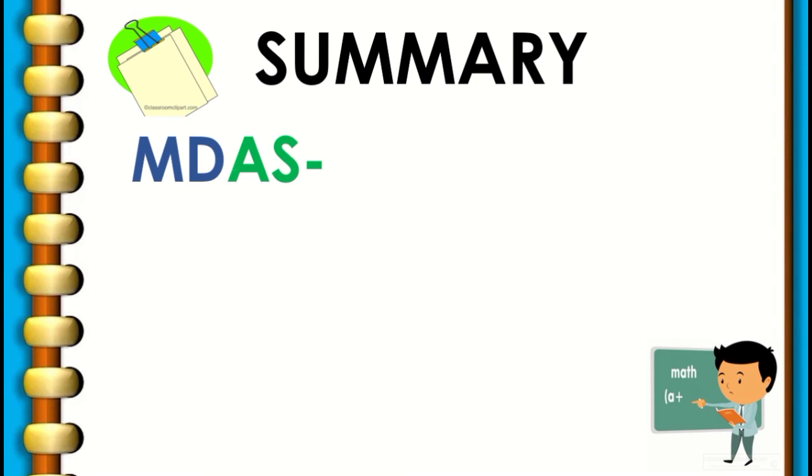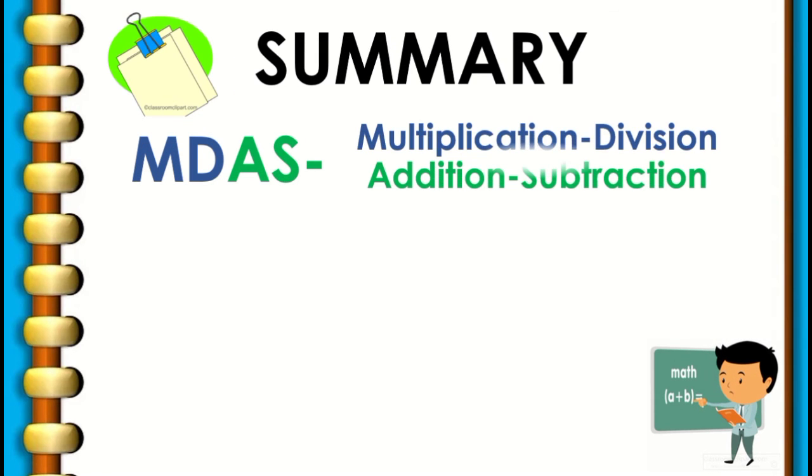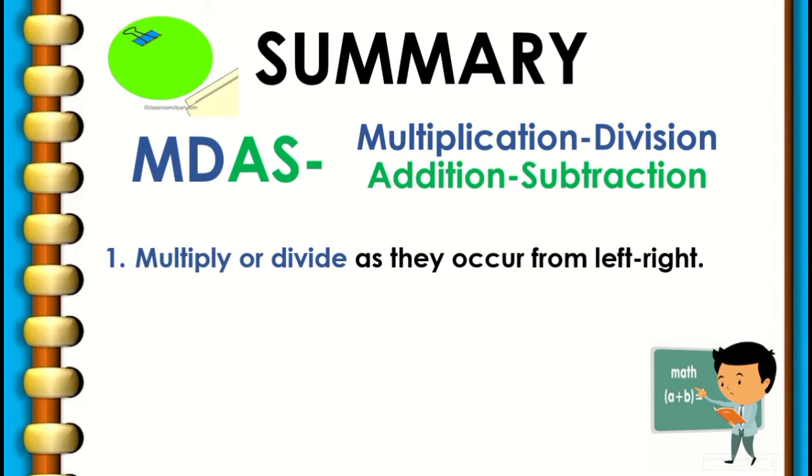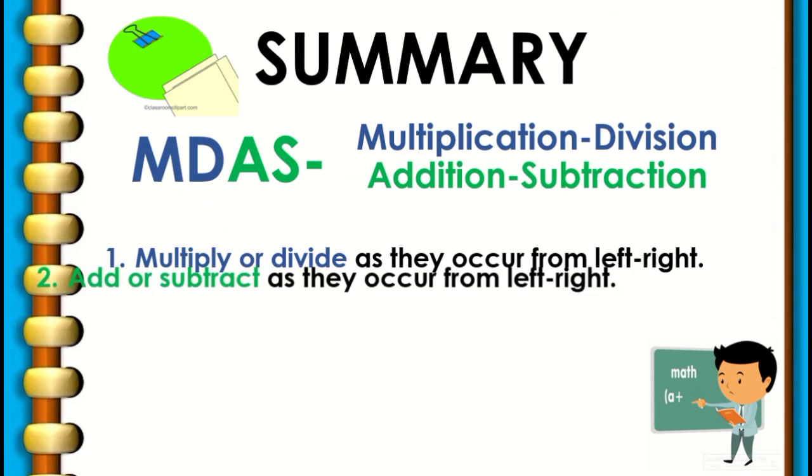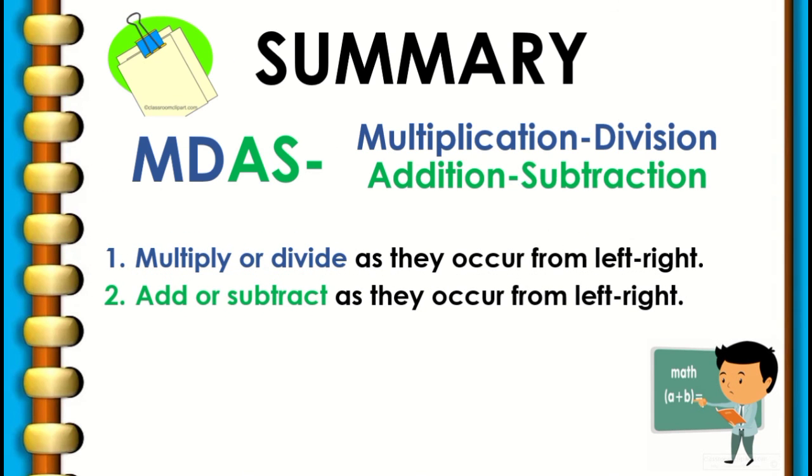Okay, summary of our lesson. So, MDAS stands for multiplication and division and addition and subtraction. So, rule natin, multiply or divide as they occur from left to right. So, ito yung first group natin. So, before proceeding to second group, which is addition and subtraction, kailangan mo na masettle yung number 1. So, number 2 rule is add or subtract as they occur from left to right.